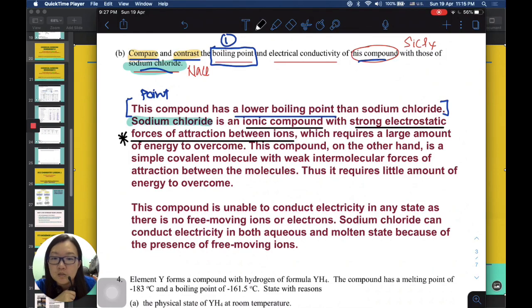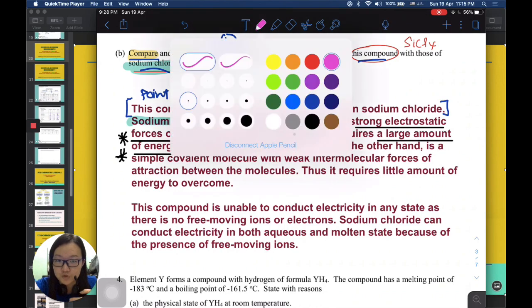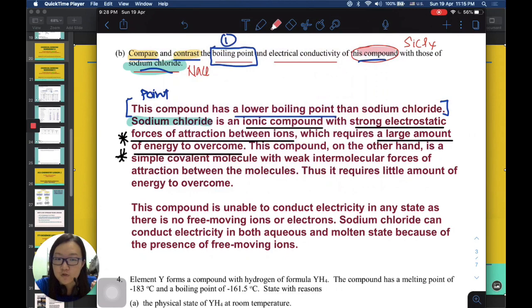Between ions, because again, it is an ionic compound. The ionic bond is between the ions, right? Cation and anion. Then go on to address the issue here. So therefore it requires a large amount of energy to overcome. Then now we talk about the covalent compound.